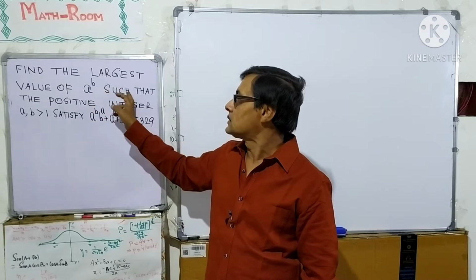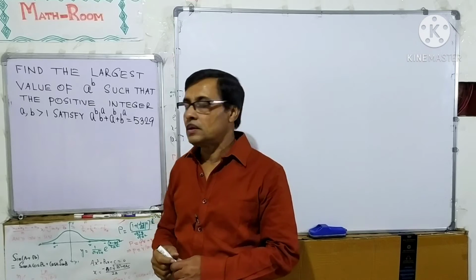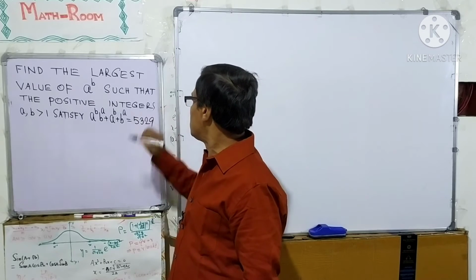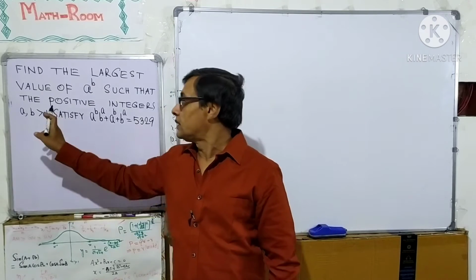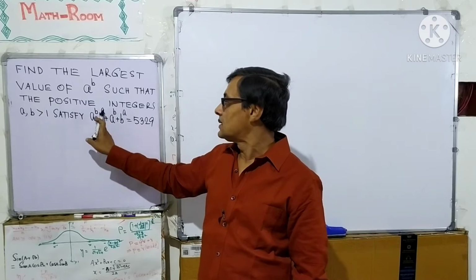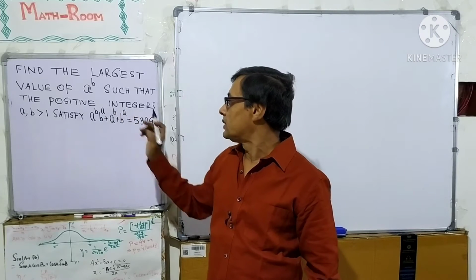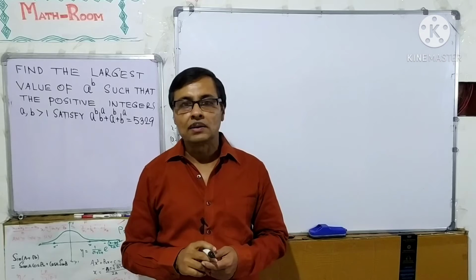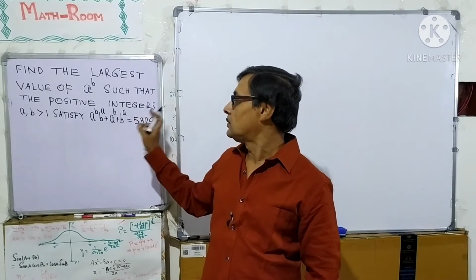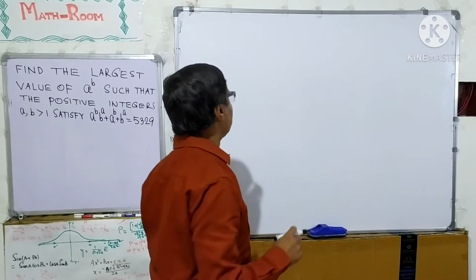power b such that the positive integers a, b are greater than 1 and also they satisfy this relation. This relation is a to the power b to the power a plus a to the power b plus b to the power a equal to 5329. This is the problem. Now let us begin.